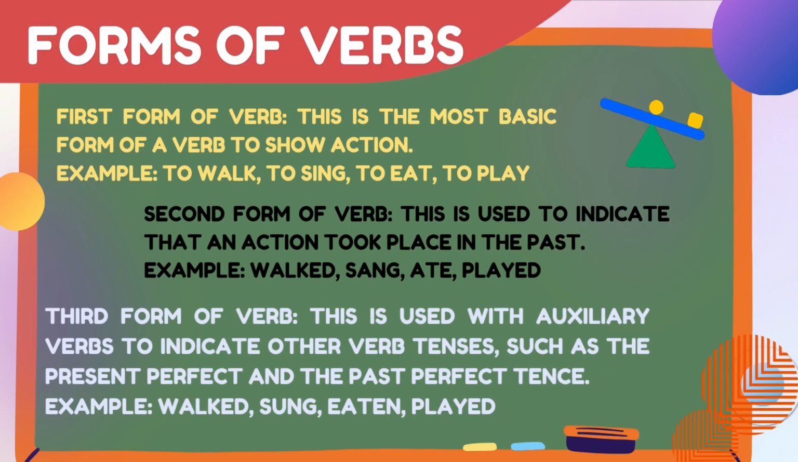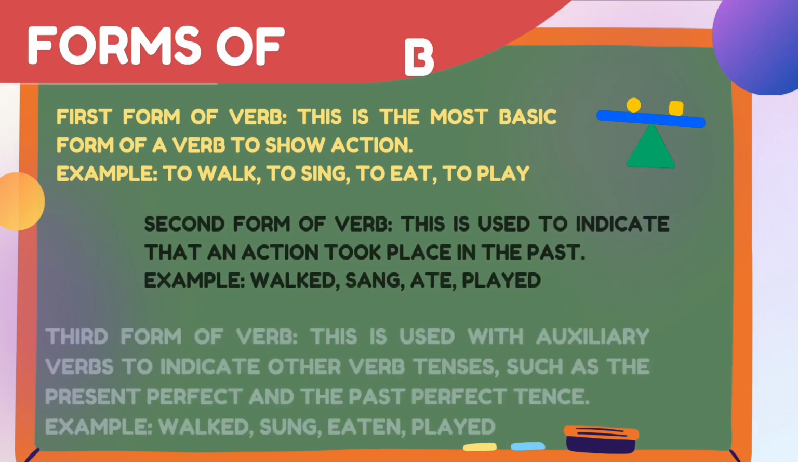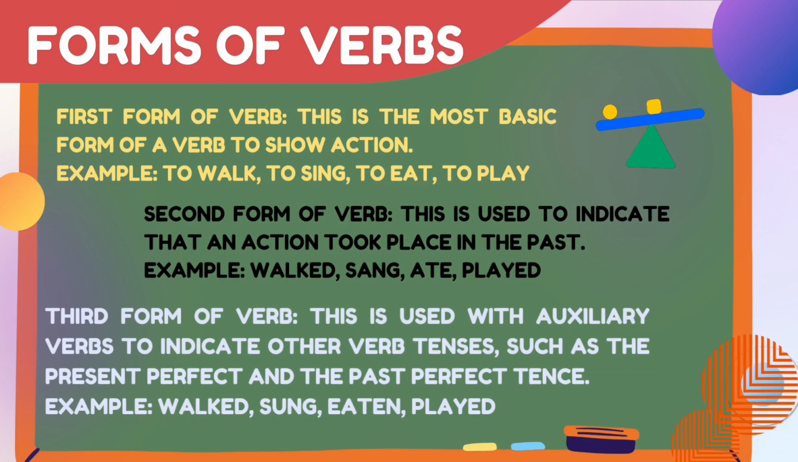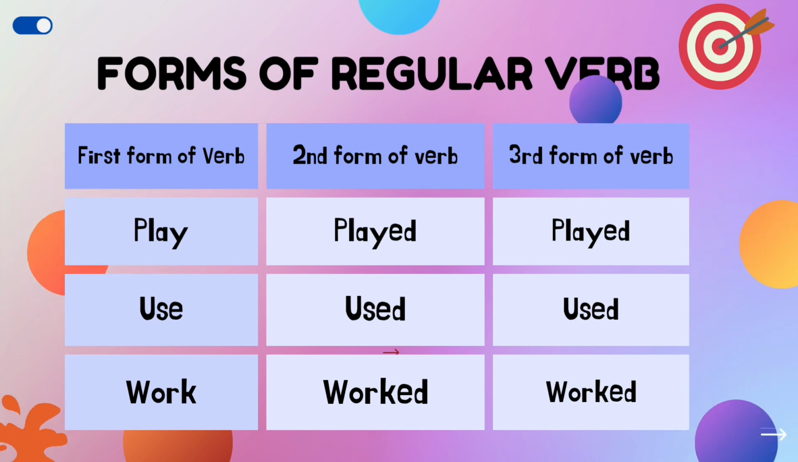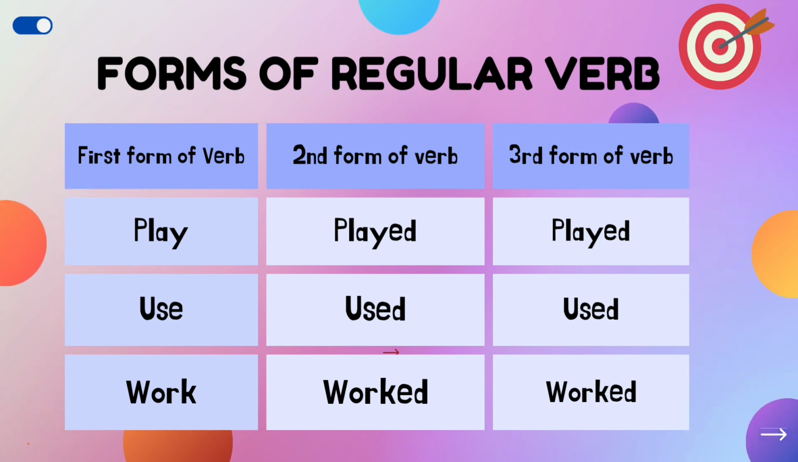The third form of verb is used with auxiliary verbs to indicate other verb tenses, for example, present perfect and past perfect tenses. Like he has walked slowly or she has sung beautifully. So there are different regular verbs like play, played, played; use, used, used; work, worked, worked. We usually use ed with regular verbs.